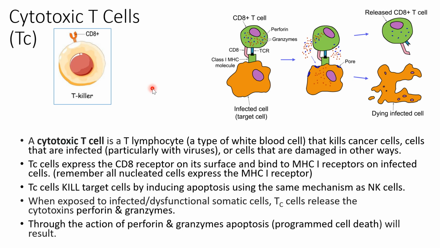Okay, so then we talked about the T helper cells. Now we're going to talk about the cytotoxic T cells, and they're also known as killer cells. They express that CD8 receptor. So how do they work? Well, the cytotoxic T cell, again, is a specific type of T lymphocyte, which is a type of white blood cell. This specifically kills cancer cells and cells that are infected by viruses or damaged in other ways. So this is targeting body cells that have been infected, okay? Infected body cells.